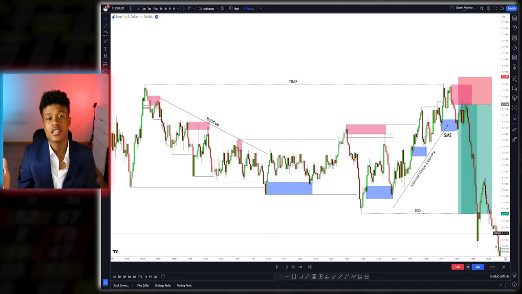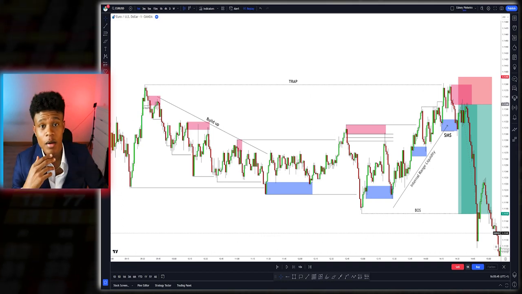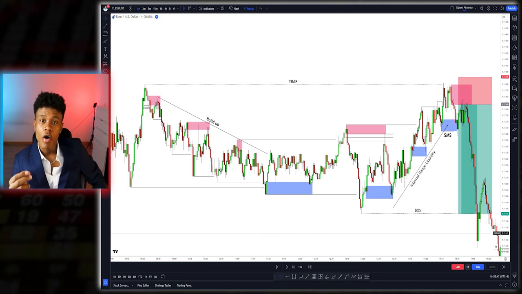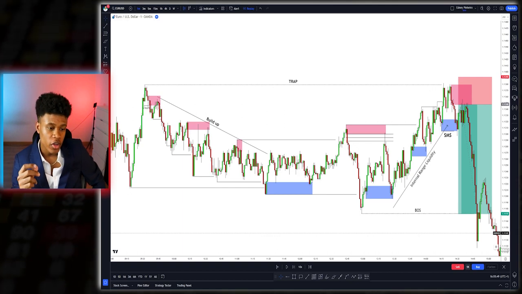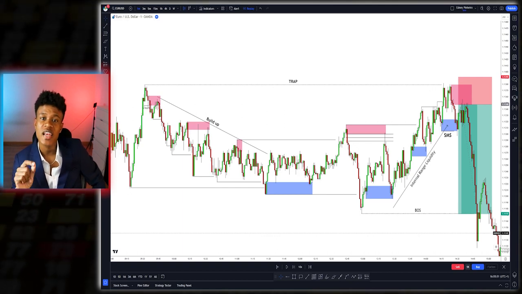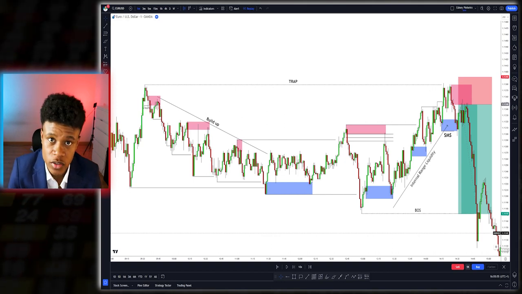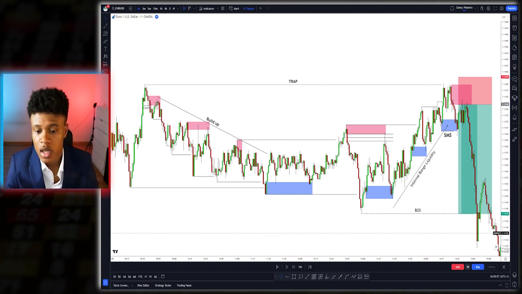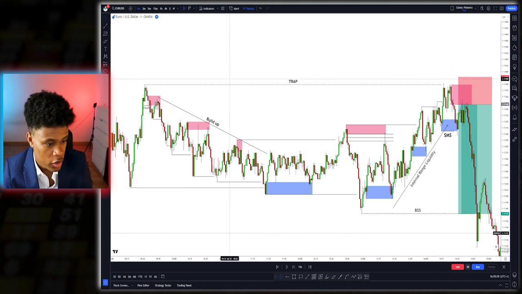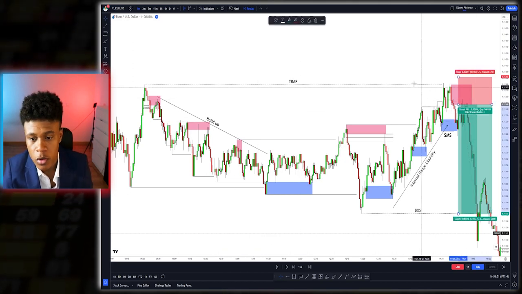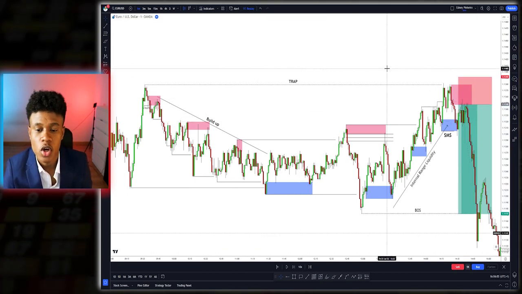Well, we need to start somewhere, so let's start talking about point of interest. What's a point of interest, and how can you select the best point of interest for taking your trades? It's the best zone to take your trades. As you can see in this little trade I took right here, point of interest selection will define the quality of the trade you will take.